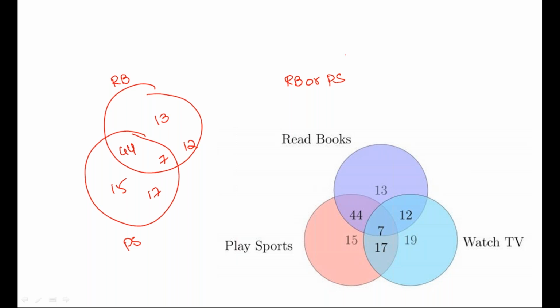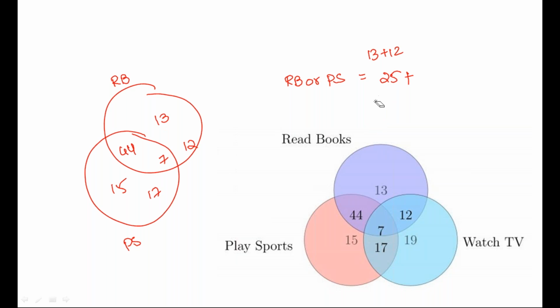Now, guys, what is this, reading books or playing sports? If you have a formula, the formula is not applicable now because values are inside. What you have to do is add this area, which is 25. The intersection is 51. This 25 is 13 plus 12. This 25 is only reading books as per this question, it's not for this one.